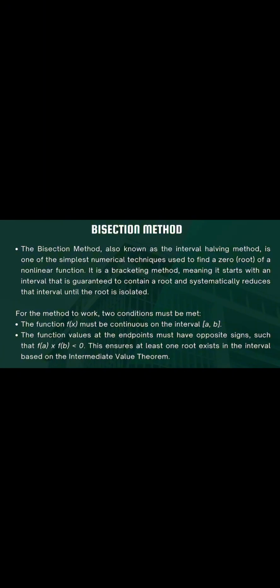First, the function must be continuous within the interval. Second, the values at the endpoints must have opposite signs, meaning f(a) multiplied by f(b) is less than 0. This ensures that a root exists between the 2 points. The idea is simple. We take the midpoint of the interval and check its value. Then, we choose the subinterval where the sign change occurs. This process is repeated until we get a value close enough to the actual root.